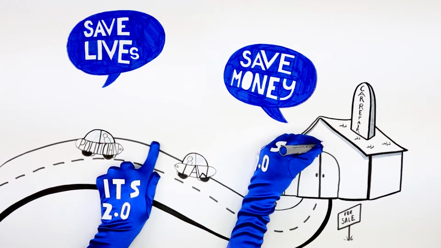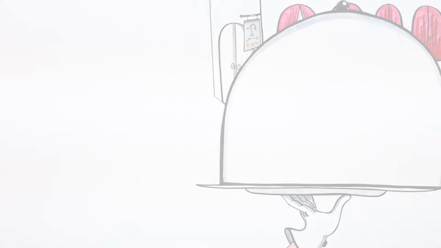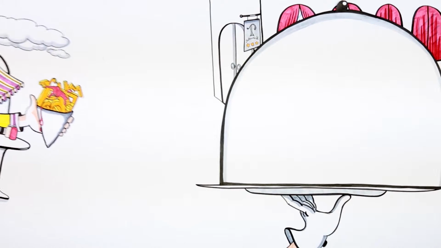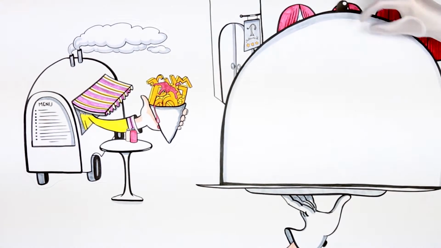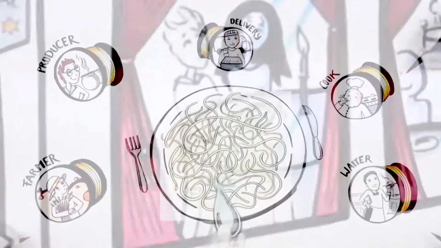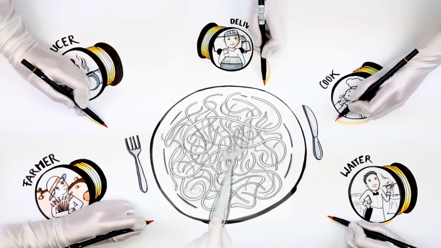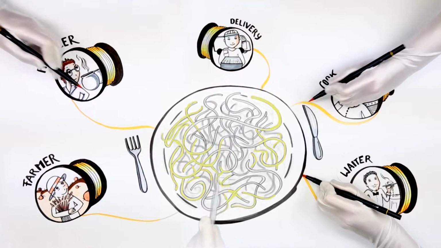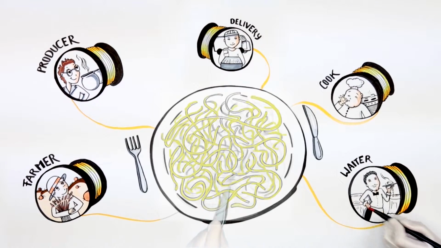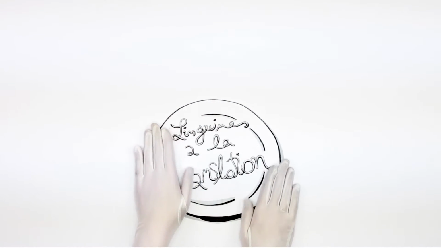So you can use ITS 2.0 to save lives, but how can you use it to save money? A good translation is like a good meal. You don't get it cheap at every fast food shop on a street corner. You have to visit a good restaurant. The better the meal, the more people are involved. From farmers, to food producers, to delivery drivers, and cooks and waiters, each plays a role in making sure that the meal is prepared and cooked in the right way. Multilingual web content production isn't much different in terms of its complexity.